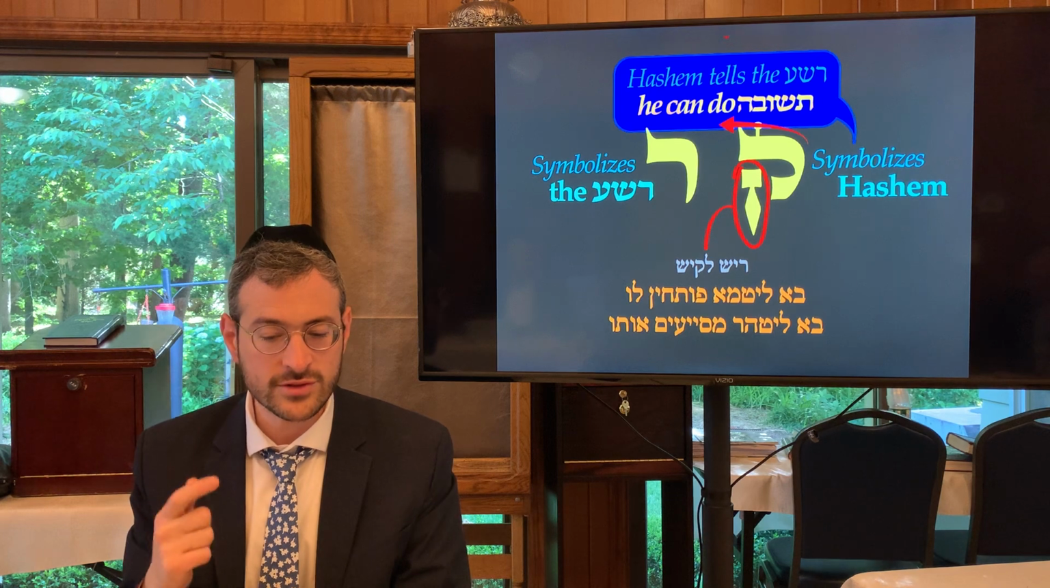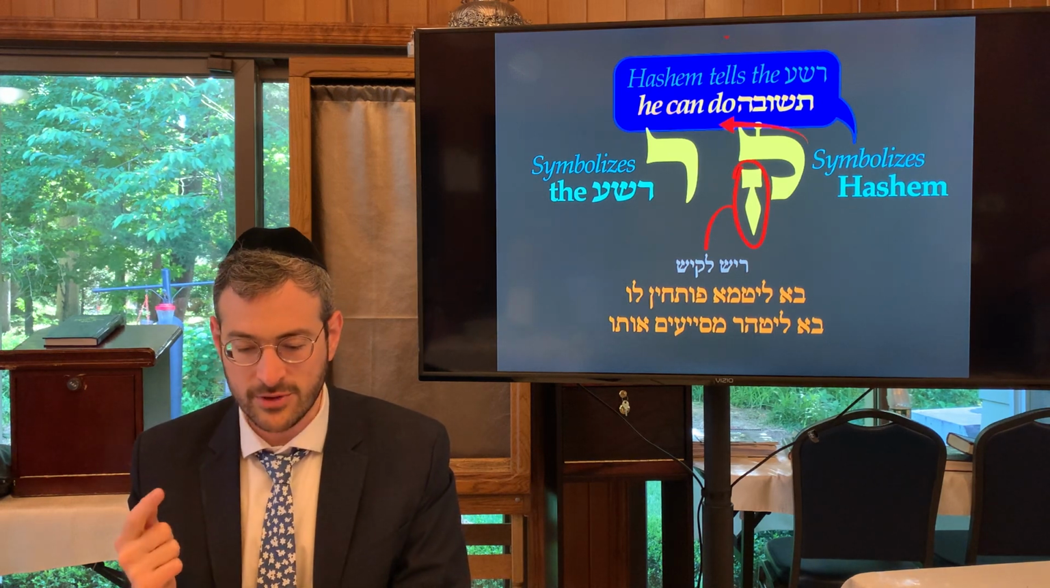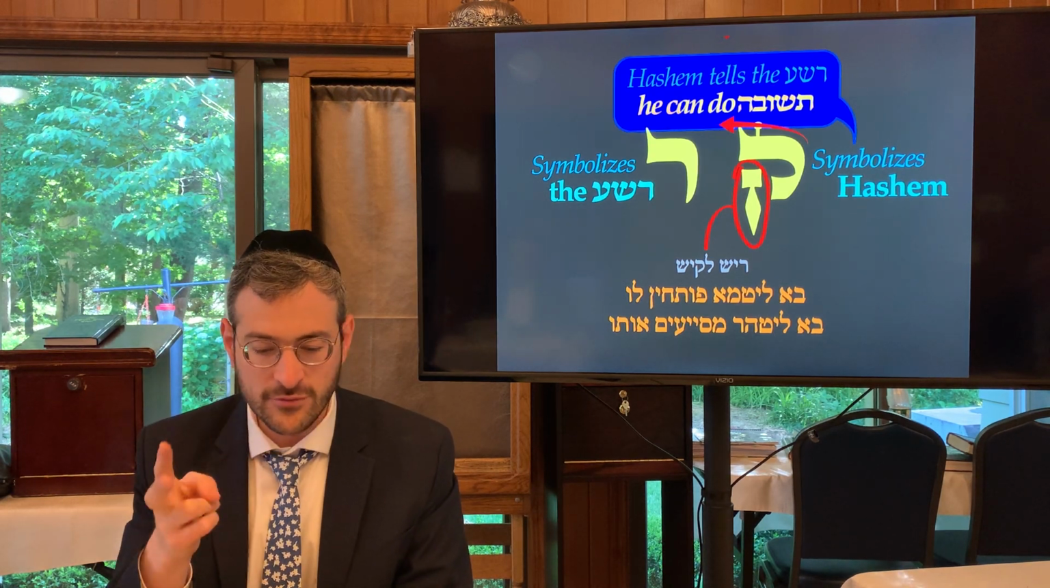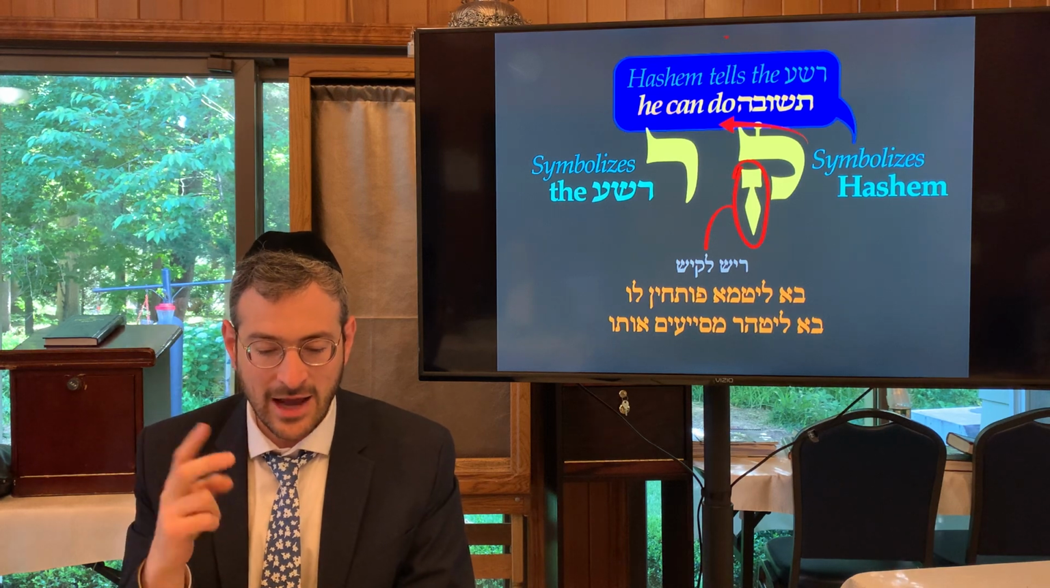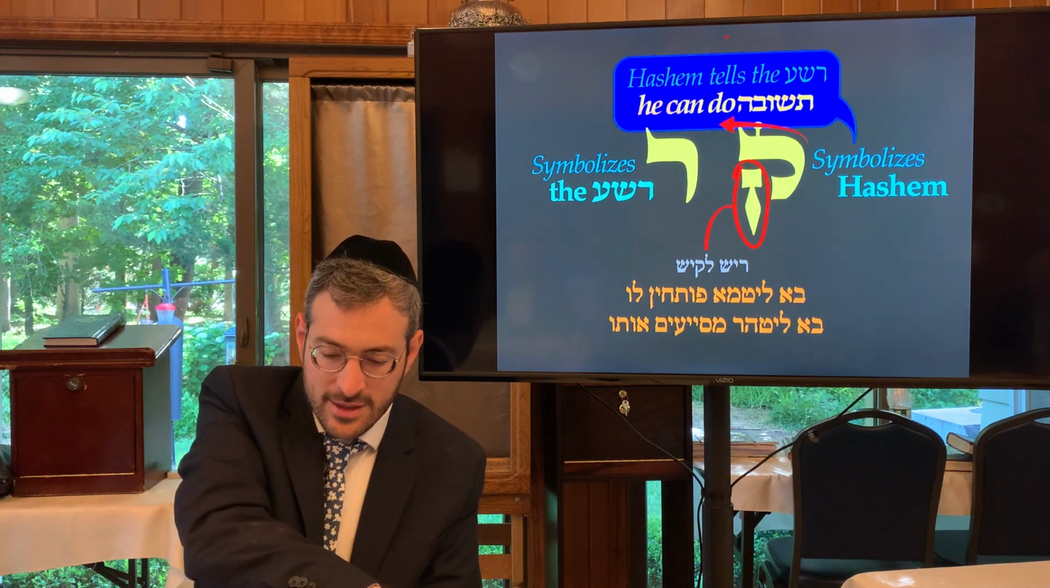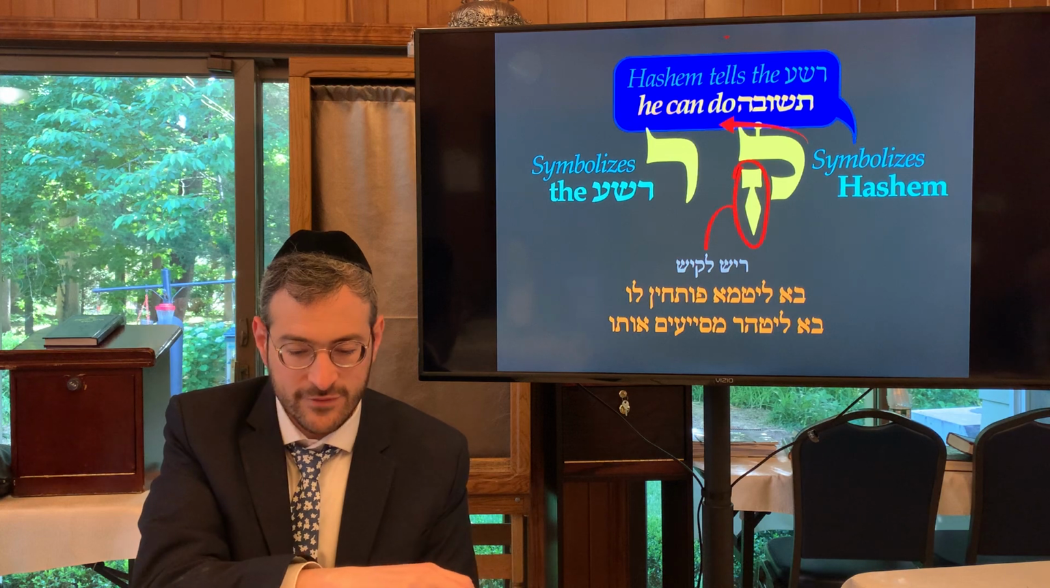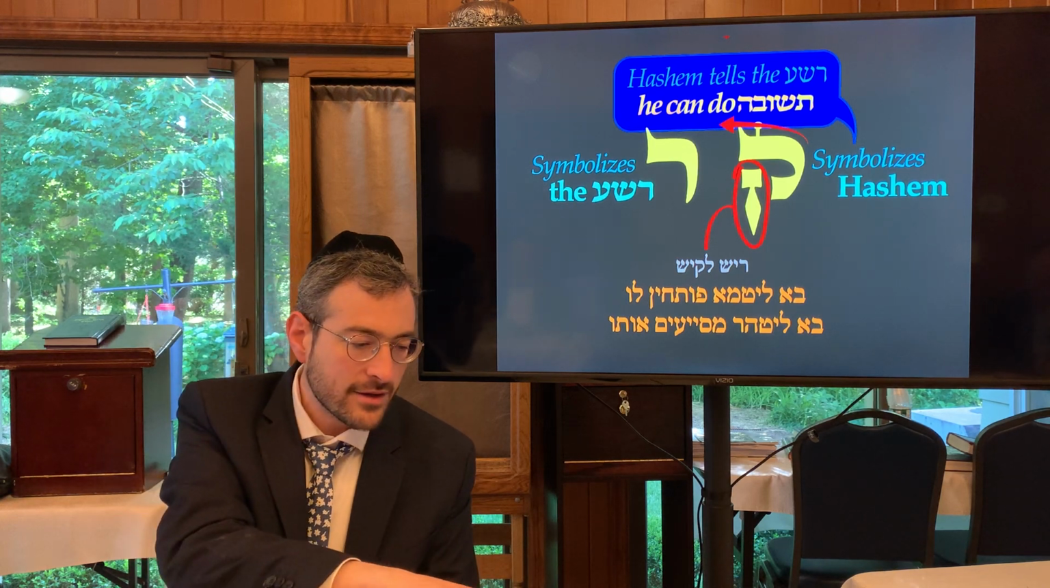And reish refers to the rasha. Reish is rasha, the wicked person. Now that we have kuf and reish together, the Gemara asks: why is it that the face of the kuf is turned away from that of the reish?